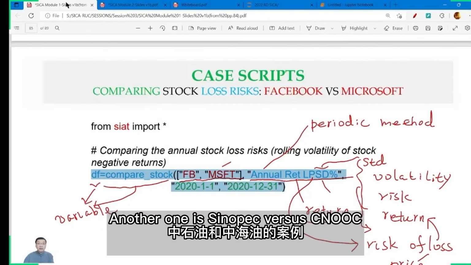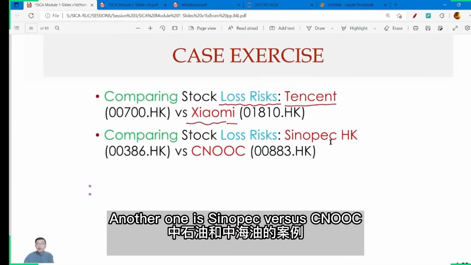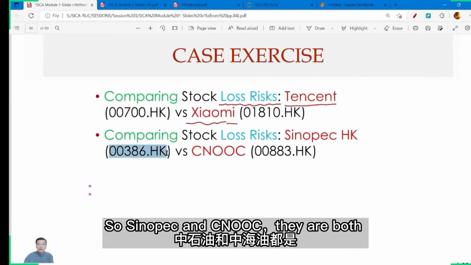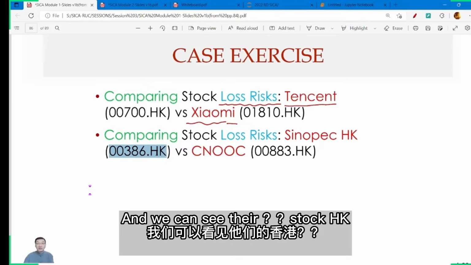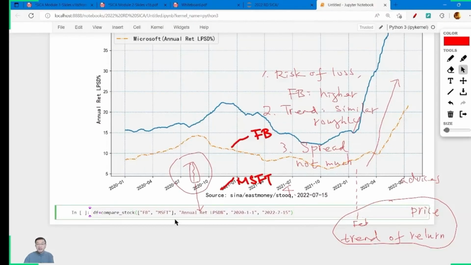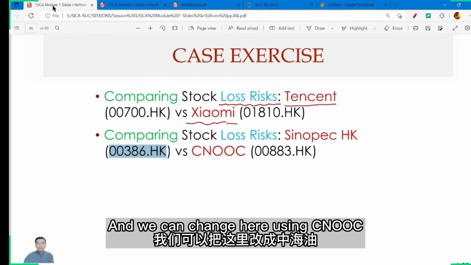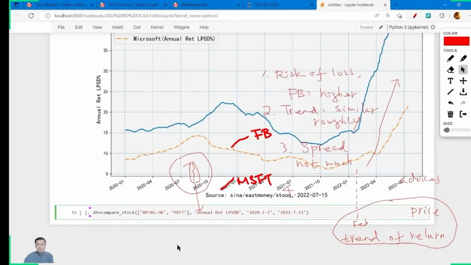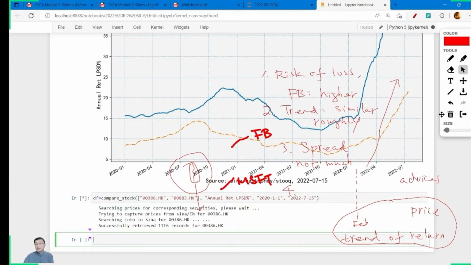Another one is Sinopec versus CNOOC. Sinopec and CNOOC are both stocks listed on the Hong Kong Stock Exchange, and we can see the suffix .hk. We can change here, using CNOOC, and we execute.